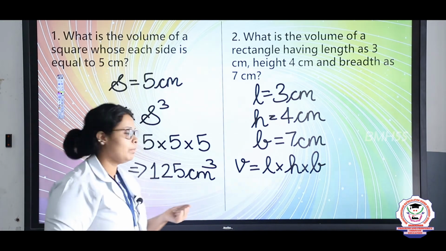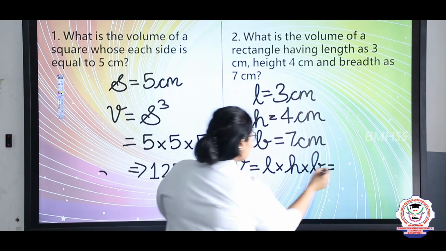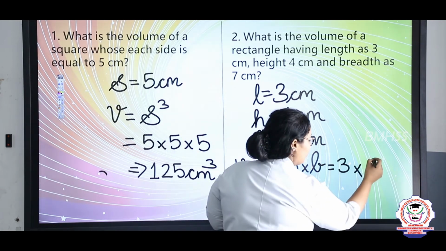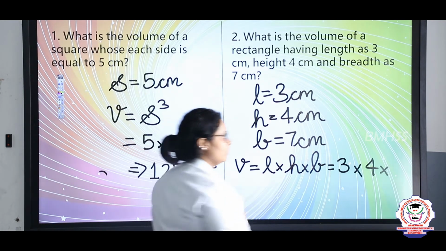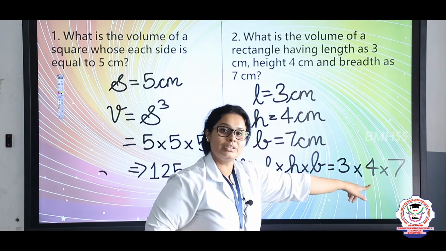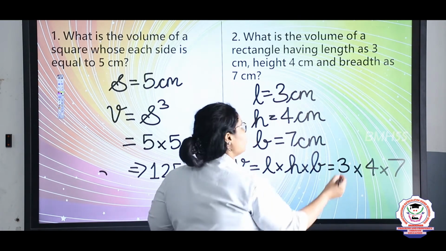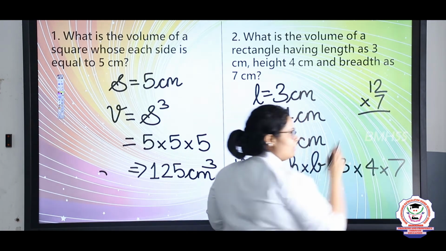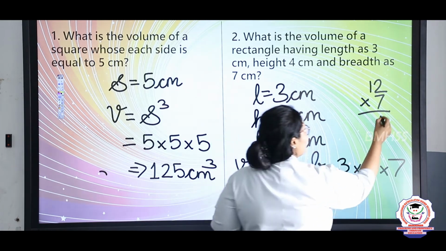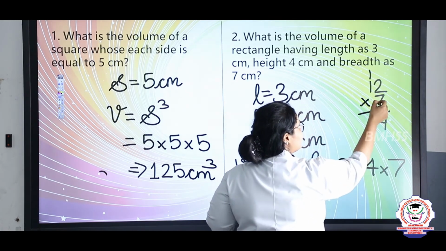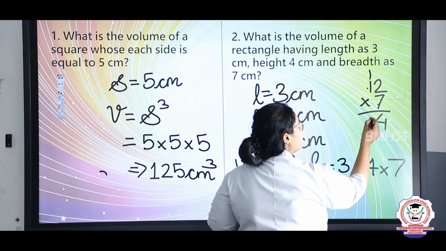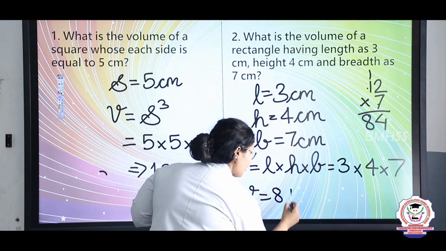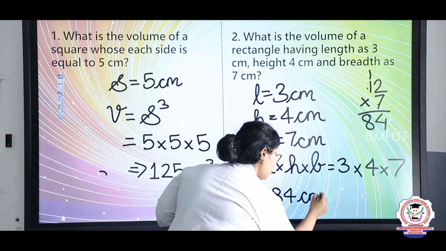So when we are doing the multiplication like this, we will get the value as L is what? L is 3 multiply by H. H is what? 4 multiply by 7. So 3 4s are 12. 12 7s are, how to do multiplication? 12 multiply by 7. 7 1s are 7, 7 2s are 14. So 4 we are writing here, 1 we are writing here, 7 1s are 7 plus 1 is 8. So answer here is volume is equal to 84 centimeter cube.